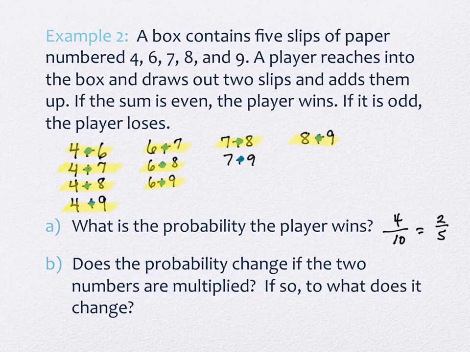So if I did this same experiment or game, and I wanted to know if multiplication changes things, does it? Yeah, the probability is different. So does it change? The answer is yes. And if so, what does it change to? So what's the likelihood of winning if the outcome is multiplied instead of being added? Yep, it's a 9 out of 10 probability.